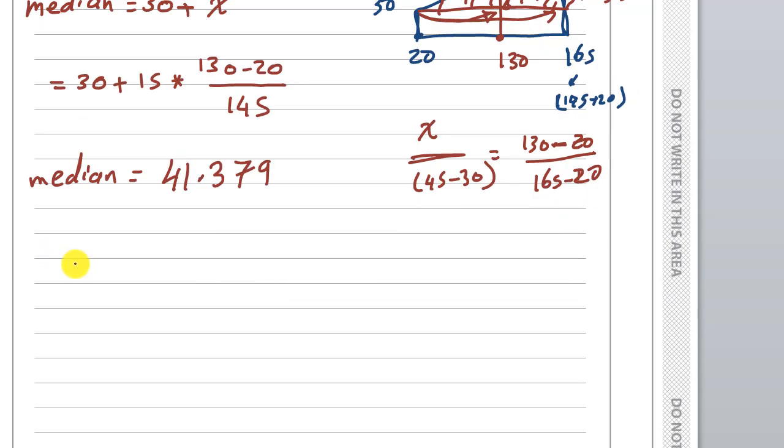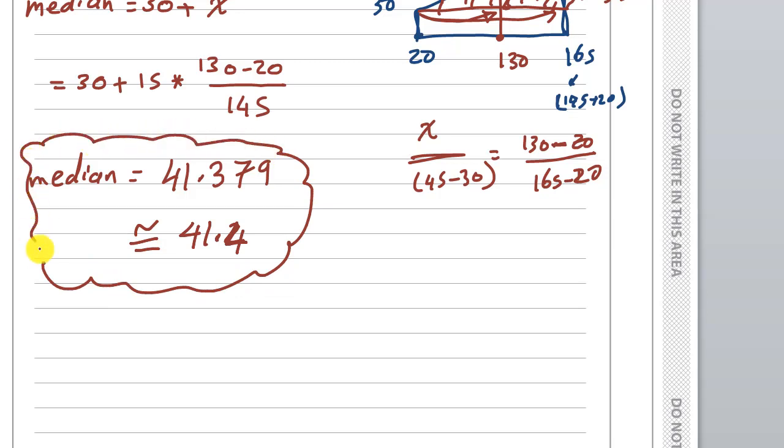41.379, so it's equal to approximately 41.4. So the median is equal to 41.4, and this is the answer of this question. Let us go ahead to another one.